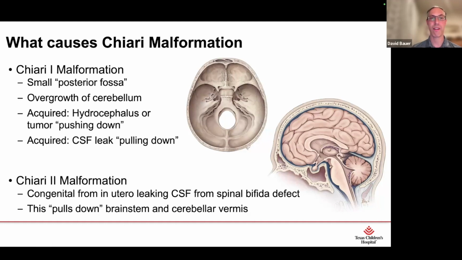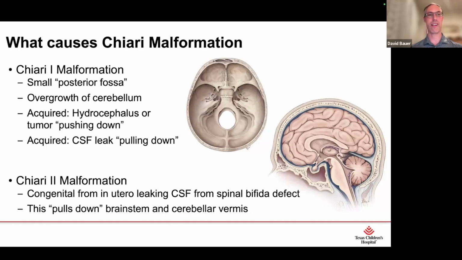Or you could have something pulling down. So you can have something called a spinal fluid leak through maybe a tear in the covering around the nerve roots, maybe in your lower spine, that is causing fluid to leak out, and then it pulls the cerebellum down.